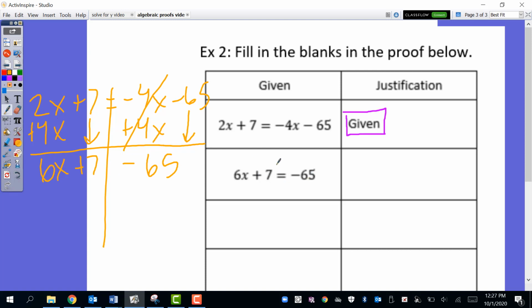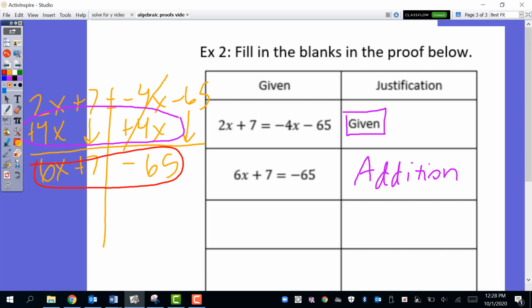How do I know that that's true? What property? Well, what did you do up here? What was this step? I added. So then that is what you write over here for your justification: add or addition property, or just addition. That's fine. So this middle step is what goes for justification, and this step right here is what goes in these blanks. So what's the next step we would do?